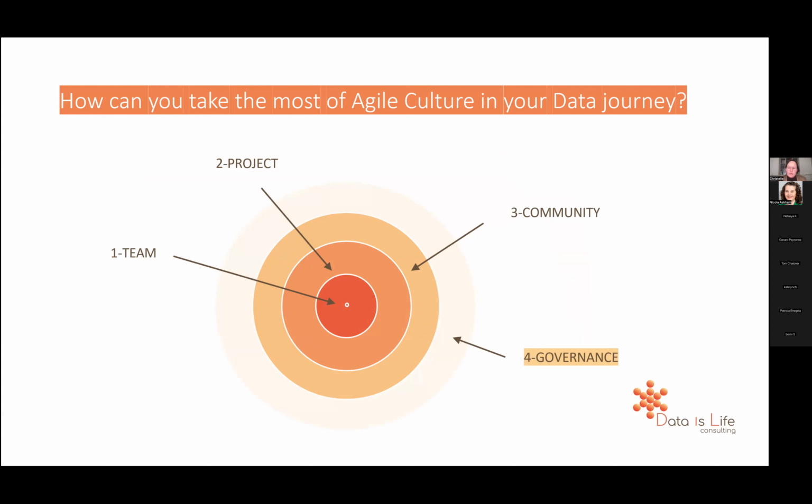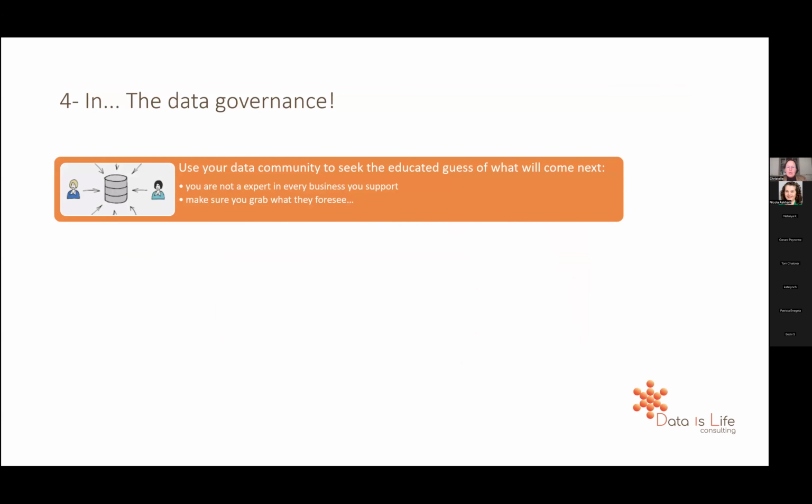Okay. So I'm going straight away to the fourth element, which is the governance itself. On this fourth element, I can give you a few more ideas on data governance itself. When you are building your data governance, you can use your data community to seek what is going to come next in terms of need in your data business. You're not an expert in every business you're supporting, so you need to make sure that you're grabbing what the people in your community are foreseeing.